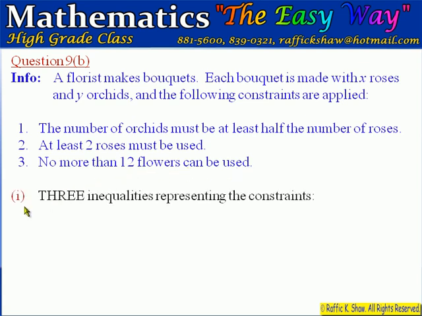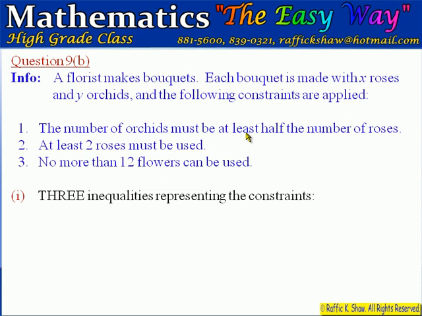And we're required in part 1 of this question to write 3 inequalities to represent these conditions. Now let's look at the conditions one at a time. The first one is saying that the number of orchids, which is Y, must be at least half the number of roses, which is X. At least half the number of roses means equal to or greater than half the number of roses.